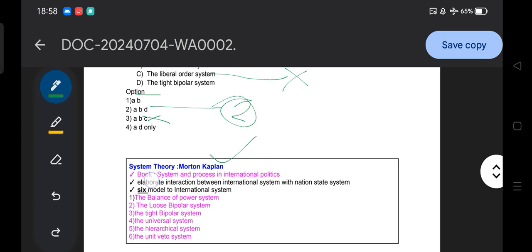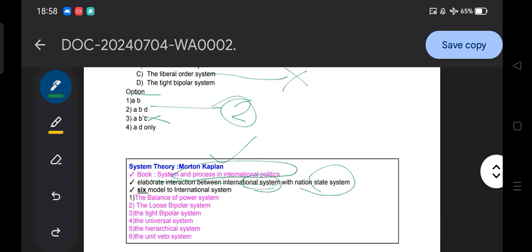He wrote a book, System and Process in International Politics. This book, written by Morton Kaplan, is very very important. It has been asked multiple times and could be asked this time as well. In it he elaborates the interaction between the international system and the nation state systems.